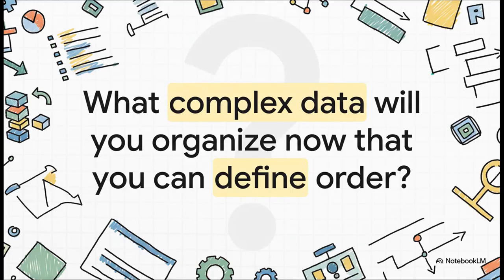So, here's the real takeaway. You are now in complete control of how your data gets organized. You have the tools to bring a logical order to any kind of complex objects you can dream up, and that really just leaves us with one final thought. Now that you have this power to define order, what kind of complex data in your own projects can you finally get organized?